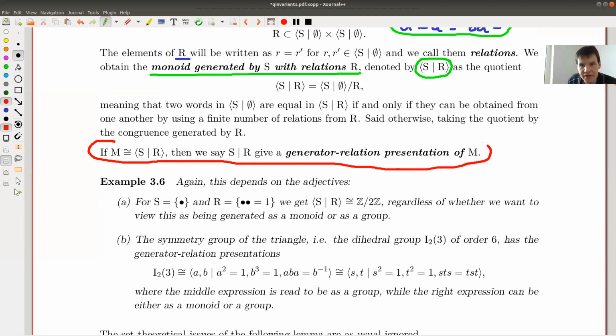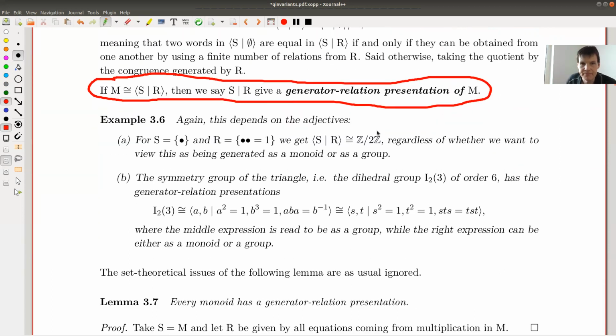If you have a monoid in the wild that appears in real life, M, and you could find S and R such that M is isomorphic to the monoid generated by S with relations R, then we say that S and R give a generator and relation presentation of M. And this is extremely important. For almost all practical purposes, you really want to find this generator and relation presentation.